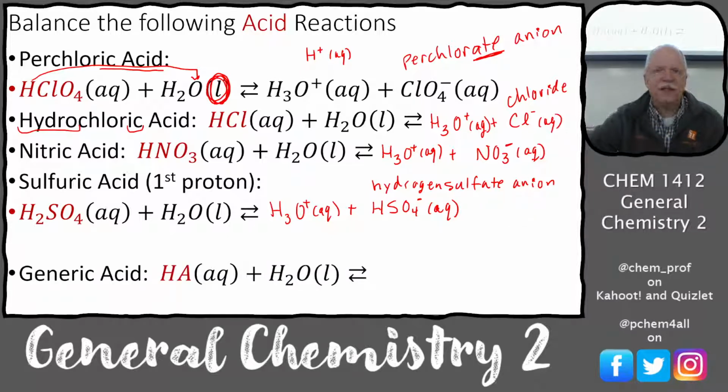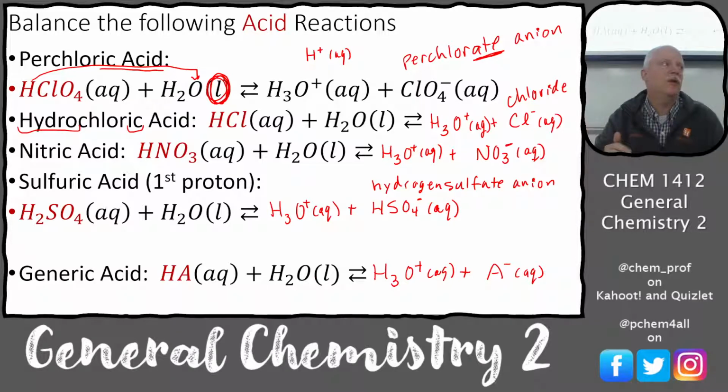Okay, let's do one more. See, notice how there's a trend. We have acid plus water gives hydronium ion, and then that acid minus its proton. So a lot of times we see this written in generic form. It doesn't matter what the acid is. If you're just showing the one proton equilibrium, we have this generic acid, HA, plus water gives H3O plus aqueous plus A minus aqueous. Notice everything's aqueous except the water. So all the aqueous things will show up in the equilibrium constant expression.